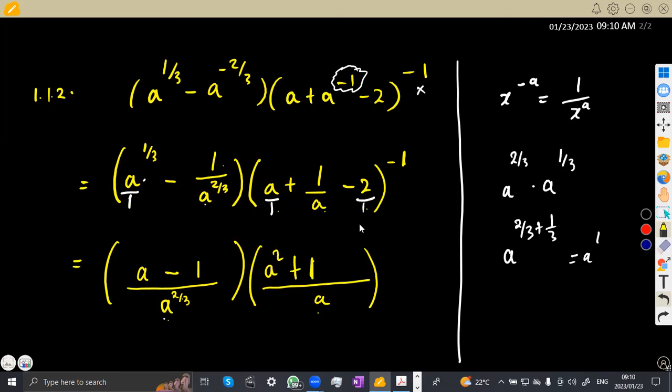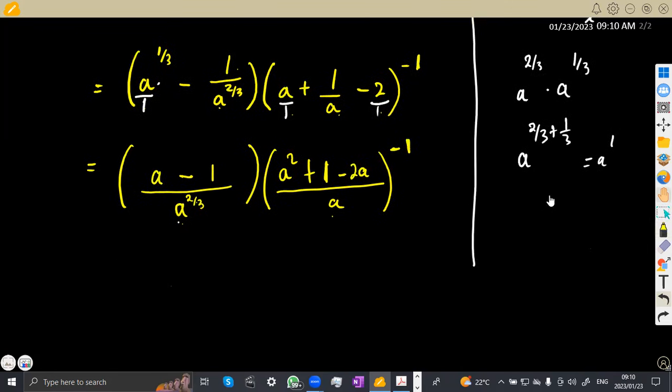Okay, a divided by 1, that is an a, times 2, which is minus 2a. So this is going to give us minus 2a, everything to the exponent of minus 1. Okay, this is what you're going to have at the end, guys.